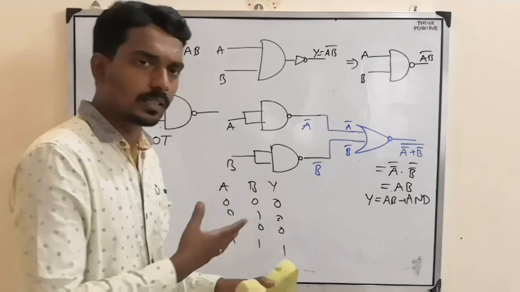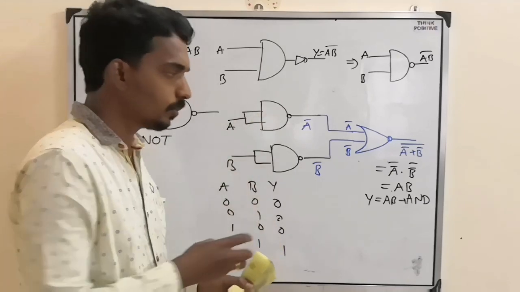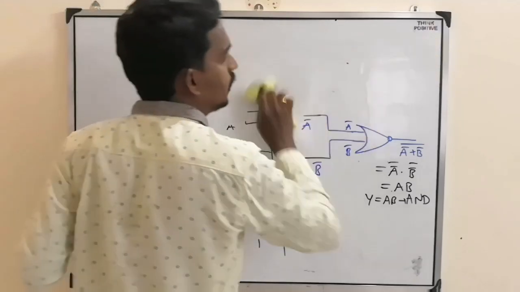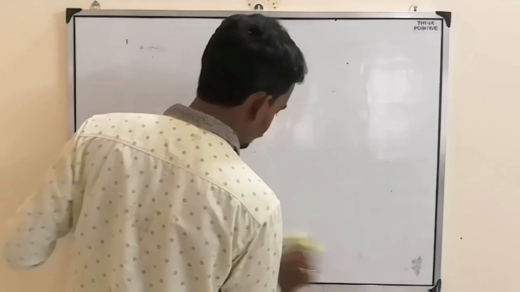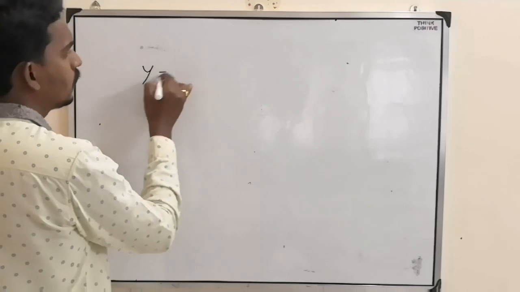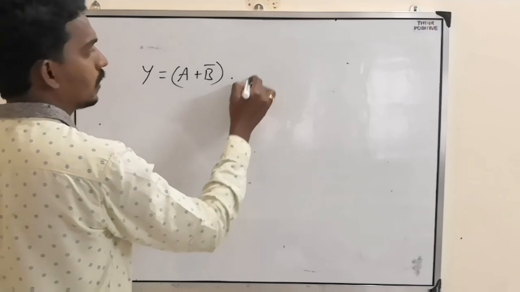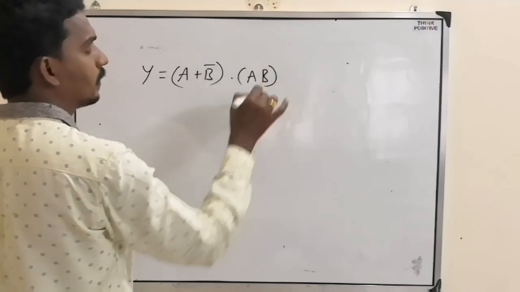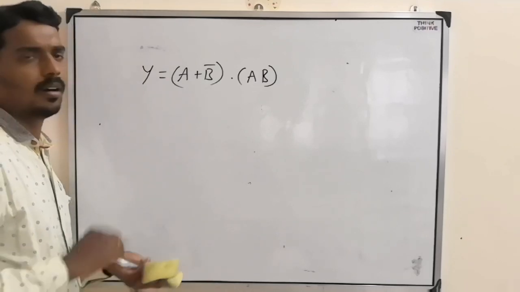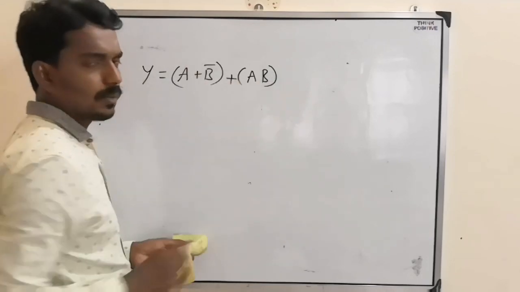So you can construct, they may ask you to construct the gate by giving some expression. Like for example, take any combination, one random combination I am taking. So Y equal to A plus B bar dot AB. This is some combination, or you can also take plus, it's your wish. They give some combination.